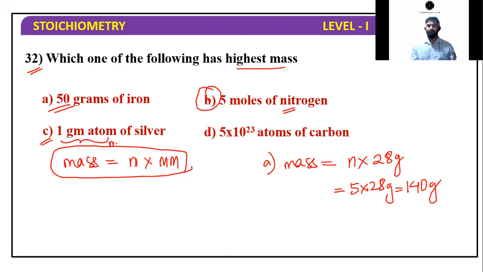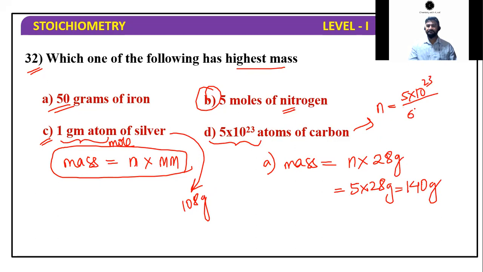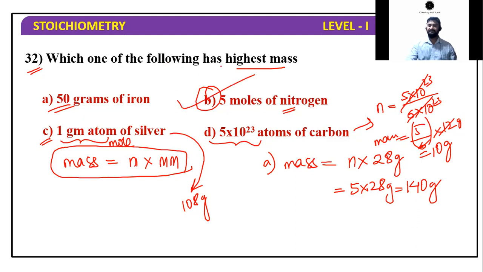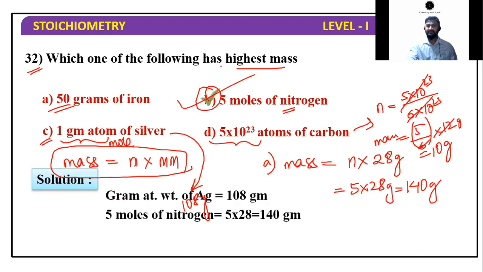Next, 1 gram atom. Gram atom means 1 mole. So what's the mass of 1 mole of silver? It's 108 grams. Next, what is the mass of these many atoms of carbon? So how to find number of atoms? Number of moles is given number of particles by Avogadro number. So roughly this will come out to be 5 by 6 moles into 12, because that's the mass. So mass will be number of moles into molar mass. So around about 10 grams. Which one is the highest mass? Yes, option B. So the right answer is option B.